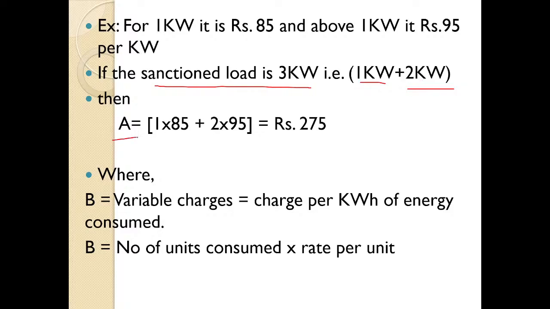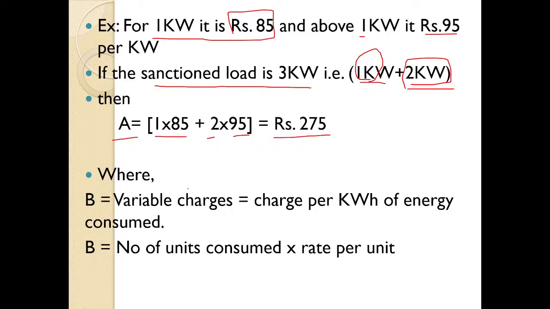What is A? A is the fixed charge. So here, for the fixed charge, the rate is given. For 1 kilowatt, what is the rate? 85. So for 1 kilowatt, multiply 1 with 85. Above 1 kilowatt, how much is above 1 kilowatt? 2 kilowatts here. Multiply 2 with the rate mentioned for above 1 kilowatt, 95. So 1 into 85 plus 2 into 95, you'll get rupees 275. So the fixed charge is around 275 rupees.